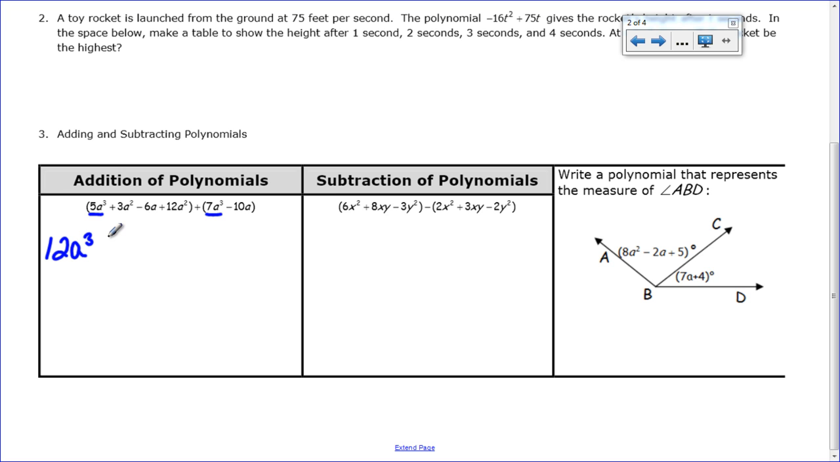You do not do anything with the exponents here. You're just trying to find out how many a to the third powers do you have. You have 12 of them. You had 5 and then 7 more. You're not doing anything with the exponents when you add. You just add the coefficients and call it a day.